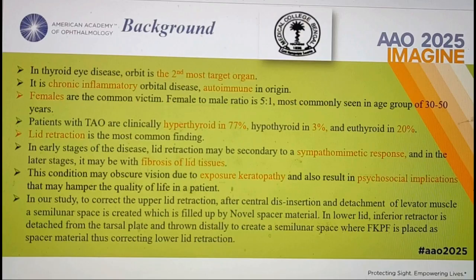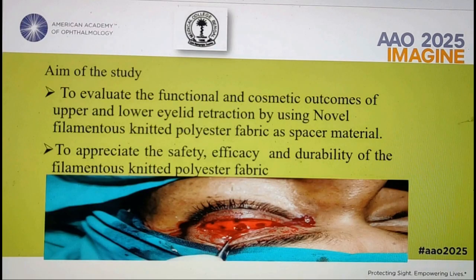Lid retraction is the most common finding. In the early stage of the disease, lid retraction may be secondary to sympathomimetic responses, and in the later stage, it may be due to fibrosis of lid tissue. The condition may obscure vision due to exposure keratopathy and also result in psychosocial implications that may hamper the quality of life of the patient.